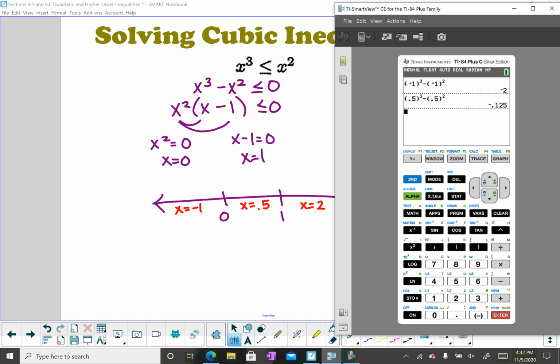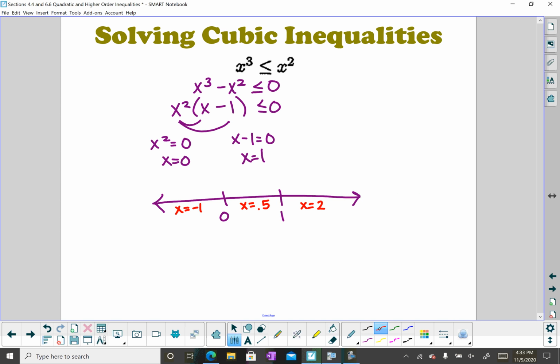And let's do it one more time with 2 to the third minus 2 squared. Notice I'm just putting everything in parentheses each time. Parentheses are never going to hurt you when you're plugging this stuff in. And I get a positive. So when I plugged my values in, I got negative, negative, positive. So let's go ahead and fill that in.